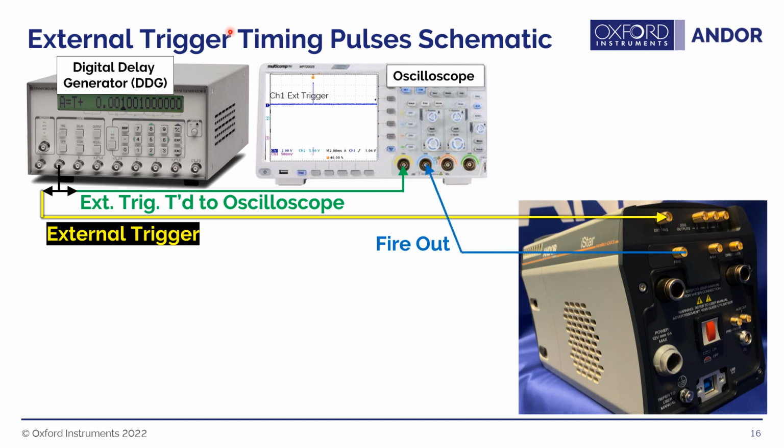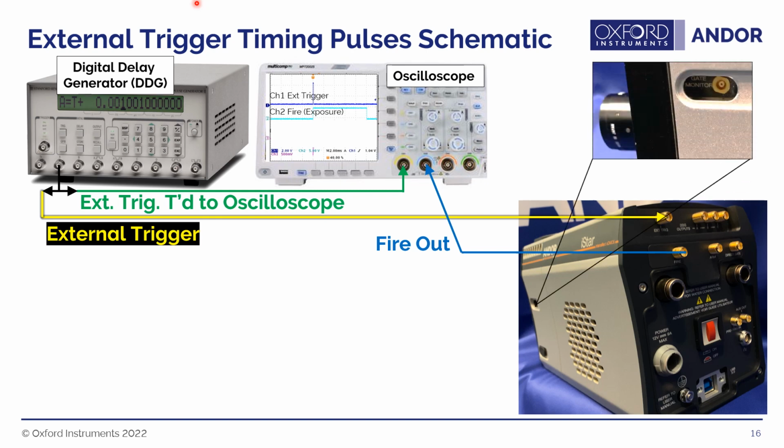The next thing I would do is find out when my sensor is exposing in the iStar sCMOS. So I would connect a cable from the SMA of the fire out, which gives you a pulse that shows when the sensor is exposing, into channel 2. Then you can see this pulse that has arrived, and there's an exposure that happens after the trigger comes in.